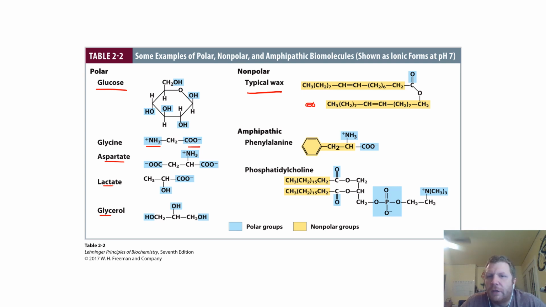Next up, phenylalanine is an amino acid that has an aromatic moiety. Aromatic. And then phosphatidylcholine is another example of a molecule that has these long non-polar groups, but then it's got a bunch of it that's very polar. So that's going to be great for hydrogen bonding with water.